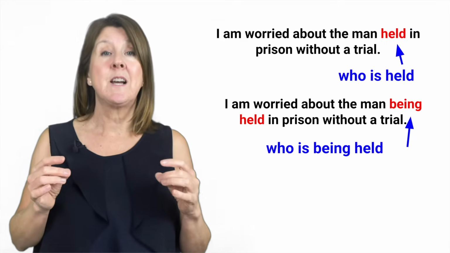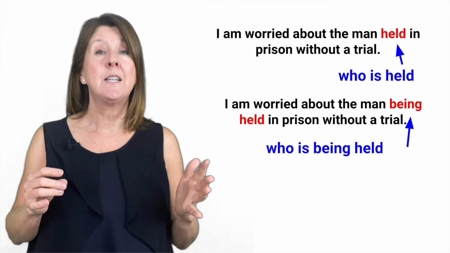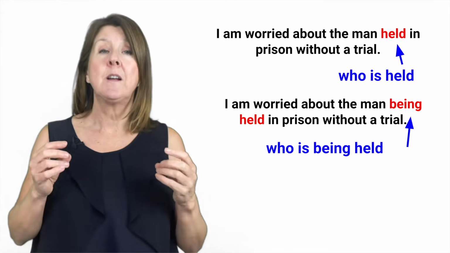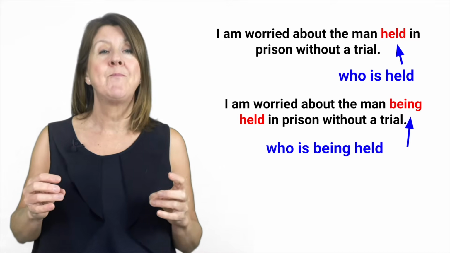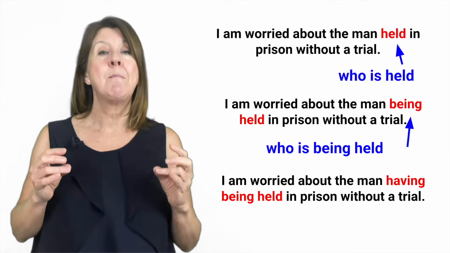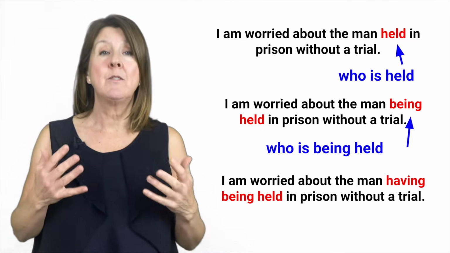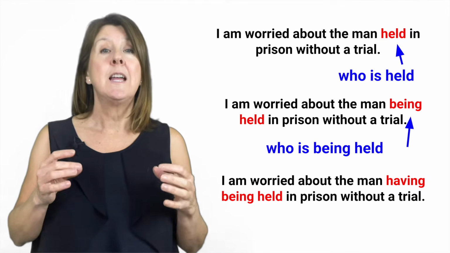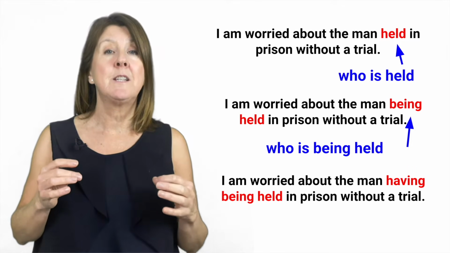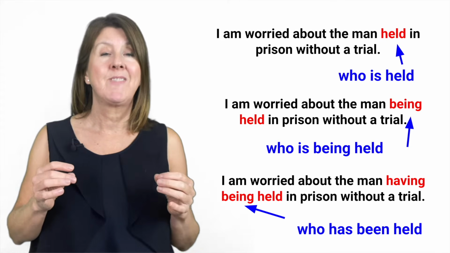If we want to emphasize that a situation has continued from an earlier time, we can use a participle from a perfect passive. For example, I am worried about the man having been held in prison without a trial. This again is a reduced relative clause. Instead of writing the defining relative clause, who has been held.